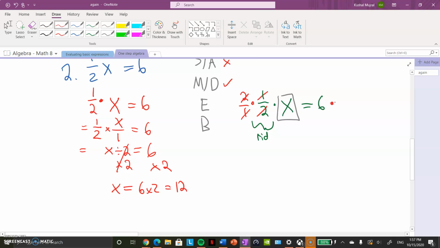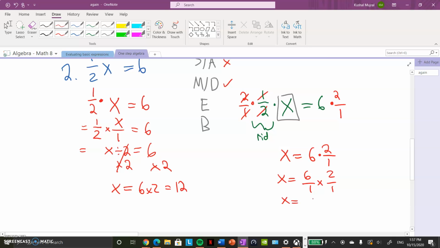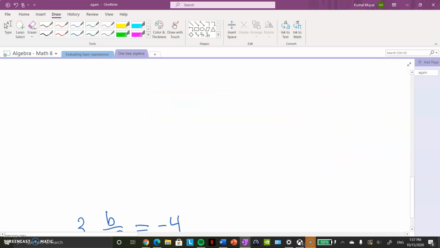And then what you do to one side, like I said, you're going to do to the other side. Okay, so x equals 6 multiplied by 2 over 1. X equals 6 over 1 times 2 over 1. X equals, yes, you have to write x equals each time, equals 12 over 1, which is just 12. Okay, so x equals 12. That's our answer. Let's take a look at this last question.